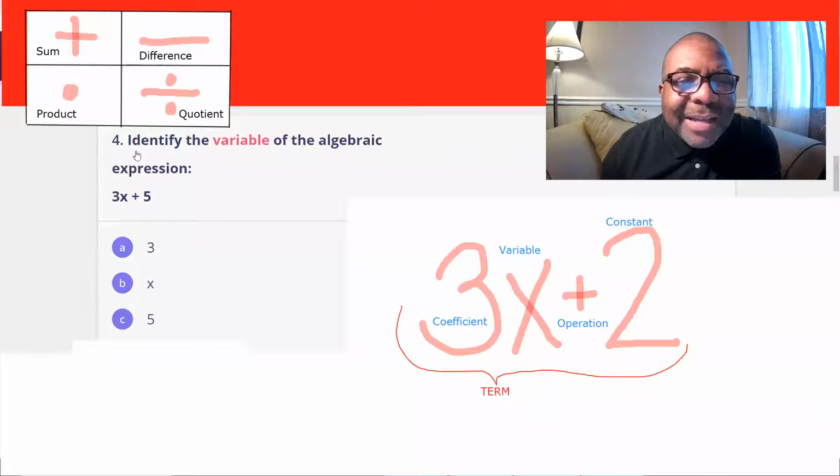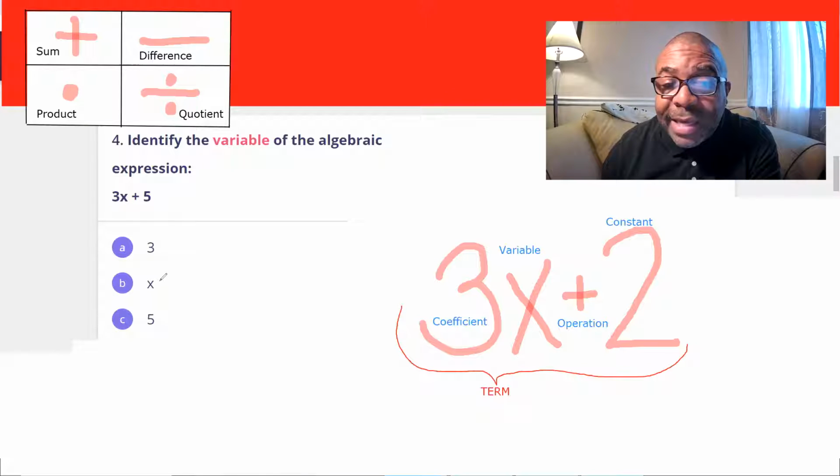Keep that in mind and let us move. Next question. Identify the variable of the algebraic expression 3x plus 5. Which one of those is the variable? 3x plus 5. Is it 3? Is it x? Or is it 5? Ooh, I was trying to trick you.